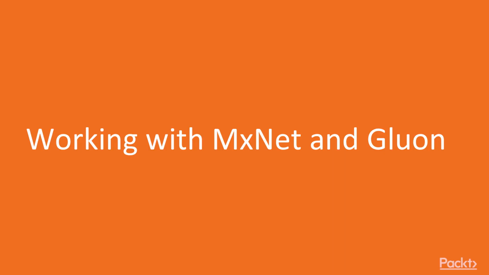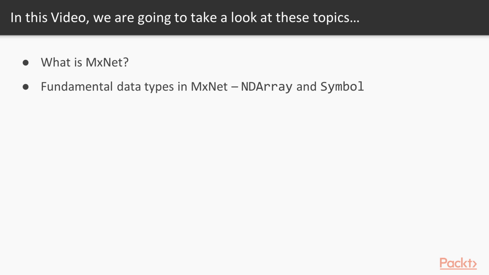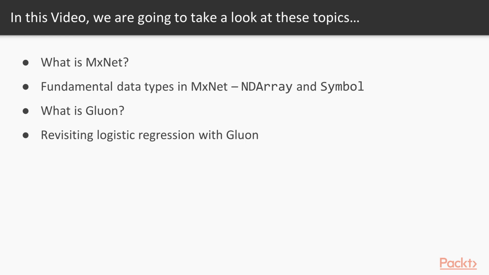Now in this specific video, we'll be looking at working with MxNet and Gluon. First by looking at what is MxNet, and then some of its fundamental data types, the ND or n-dimensional array, and symbol for symbolic math. Then we'll take a look at Gluon, which is a higher level wrapper on top of MxNet. And then we'll be revisiting logistic regression by implementing it with Gluon.